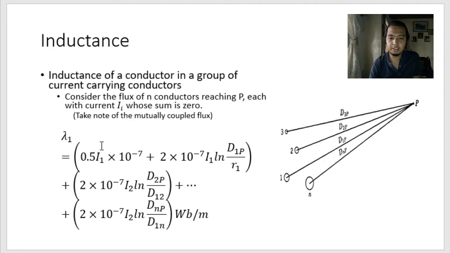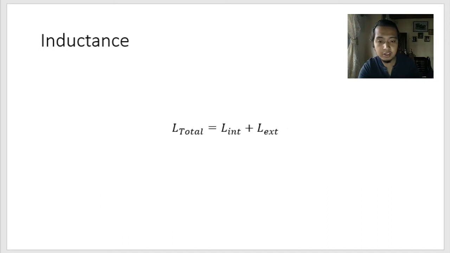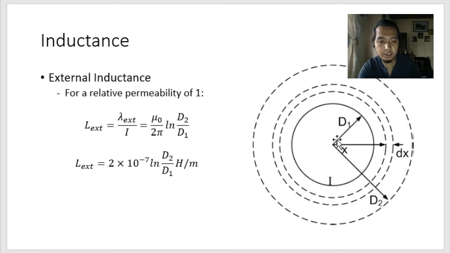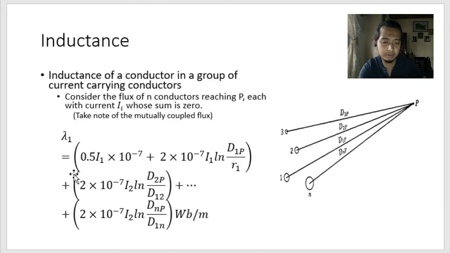This first term here is the flux linkage internal. Now, how about the external? For the external, let's say that you have an arbitrary point P here. This P will serve as your D2. It's point 2. Well, D1 is basically your radius. D1 is just the radius. This is D1. This is the radius. D2 is an arbitrary point outside the conductor. So let's say that it is located at P. So that is D2.